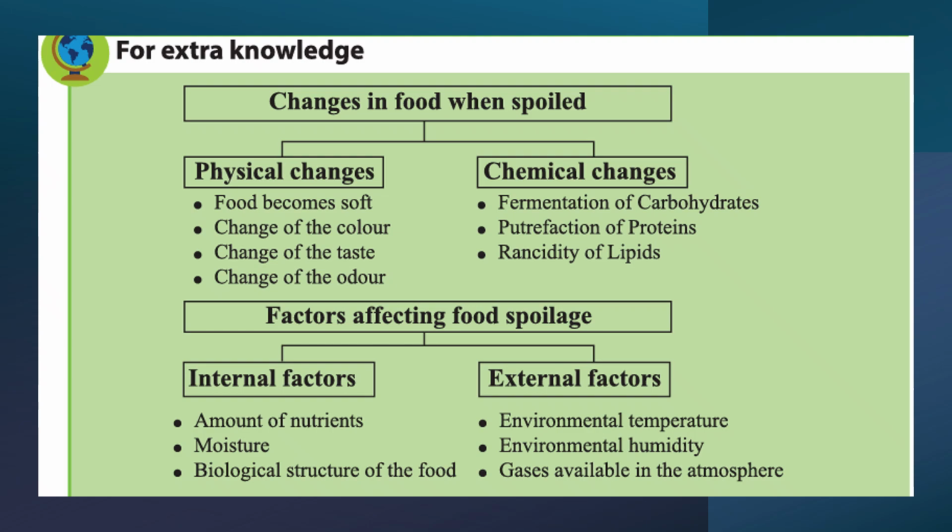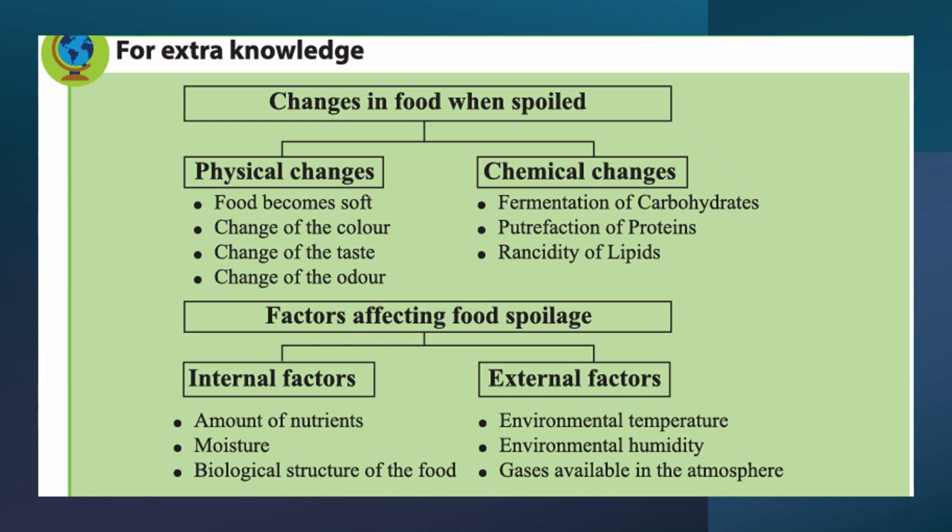Now we have more fun facts. This is more of an extended version of a table, sort of extra knowledge. Changes in food when spoiled can be divided into two groups, physical changes and chemical changes. For physical changes we have food becomes soft, change of color, taste, and odor. For chemical changes we have fermentation of carbohydrates, putrefaction of proteins, and rancidity of lipids.